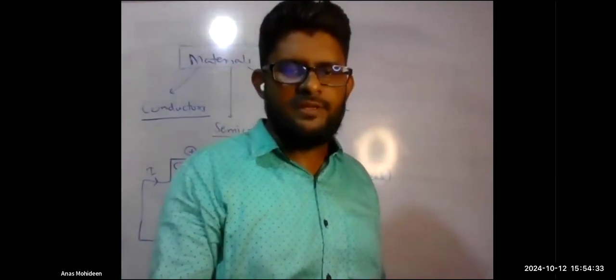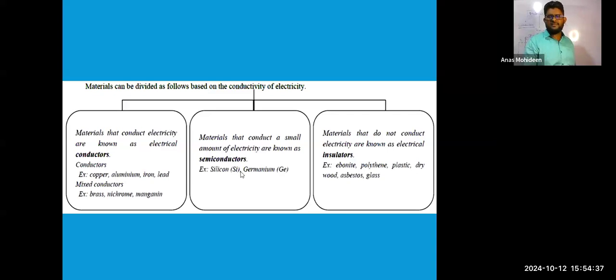So let's write a small question there. So the example is given here. You can see semiconductors: silicon, germanium. These are the major parts here. Okay. And I told you semiconductors are what we are going to focus on in this step. And then insulators examples are there: ebonite, polythene, plastic, wood, asbestos, glass, paper.